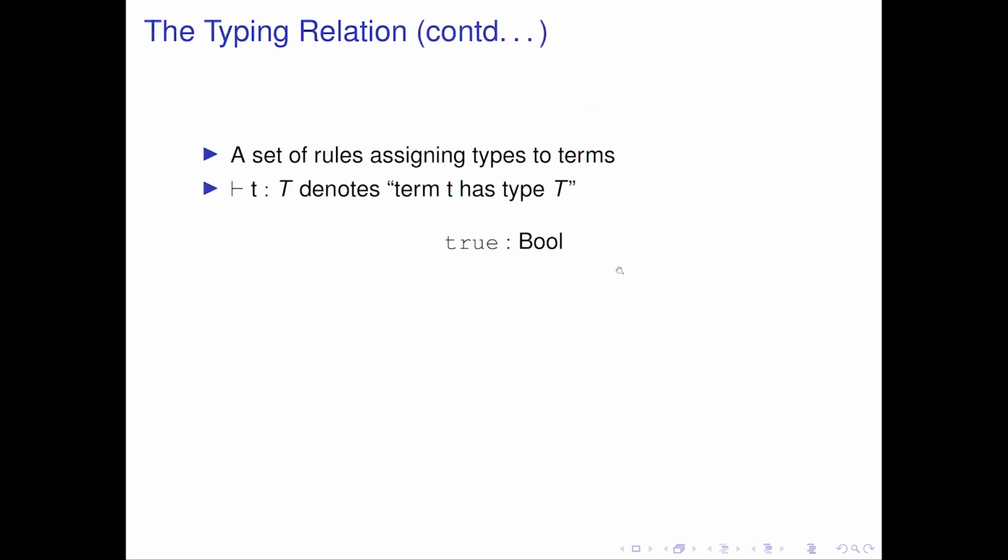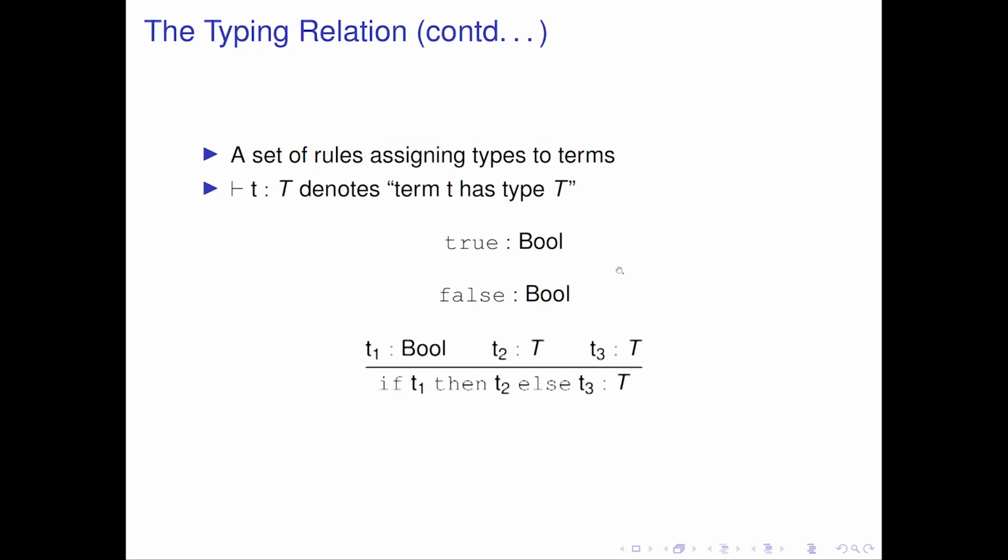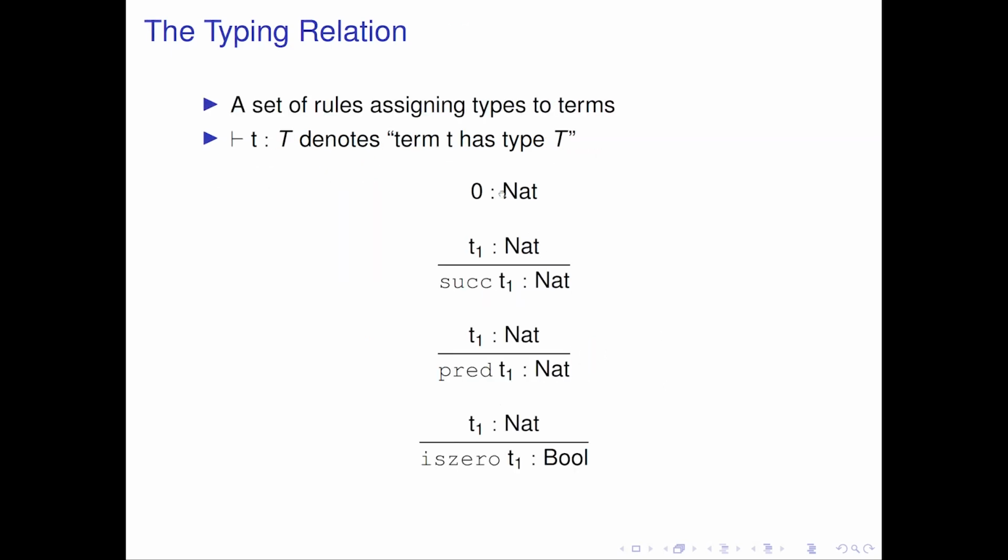So true is Boolean, false is Boolean. If T1 is Boolean, note that T2 can be any type, but T3 has to be the same type as long as this condition holds. Then if T1 then T2 else T3 has type T. Okay, so this is again an inference rule. So earlier ones are your axioms, and these are all inference rules.